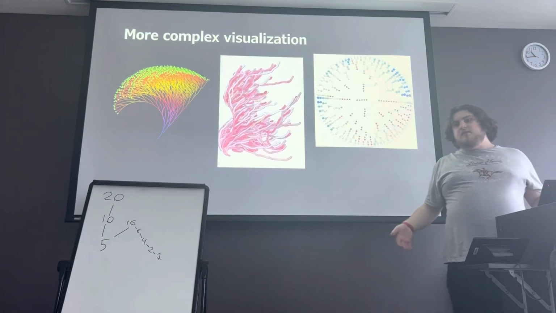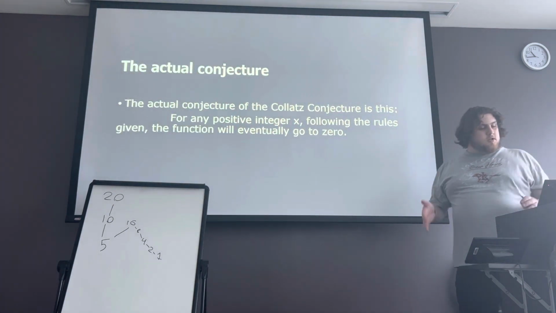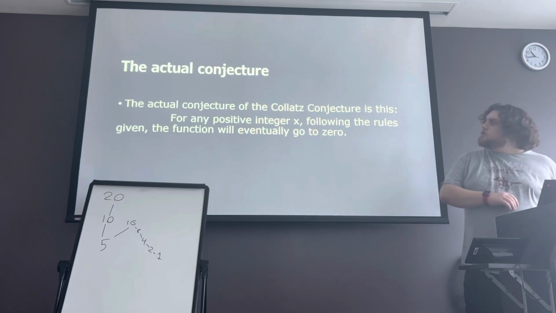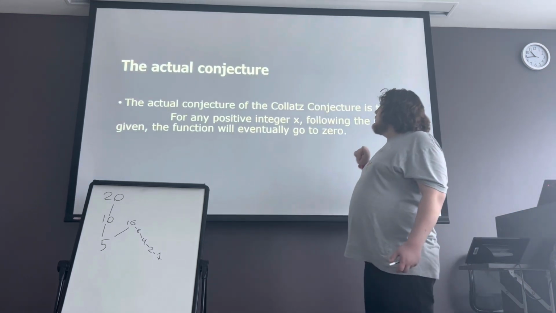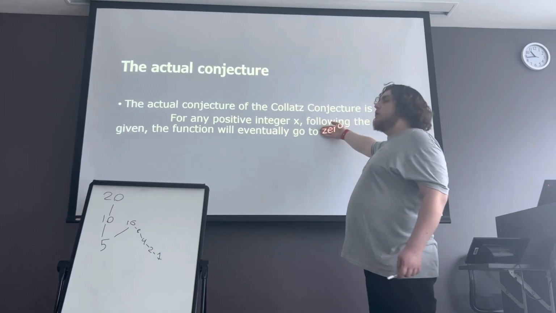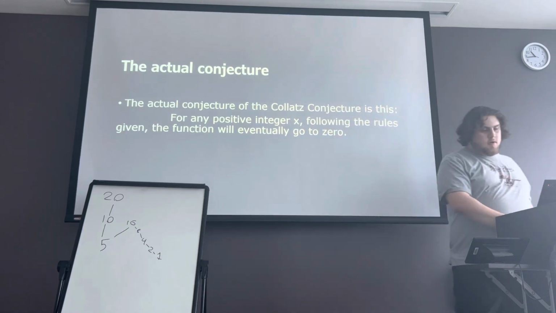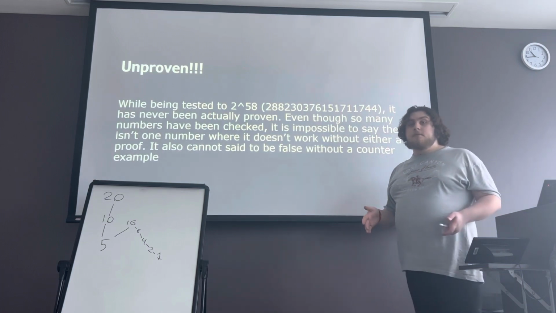But we've just stated the rules, we haven't actually said what the conjecture is. So the conjecture itself is this. Oh shoot, not 0, pretend that says 1. For any positive integer x, following those rules will eventually go to 1. That says 1, not 0. However, this is actually unproven.